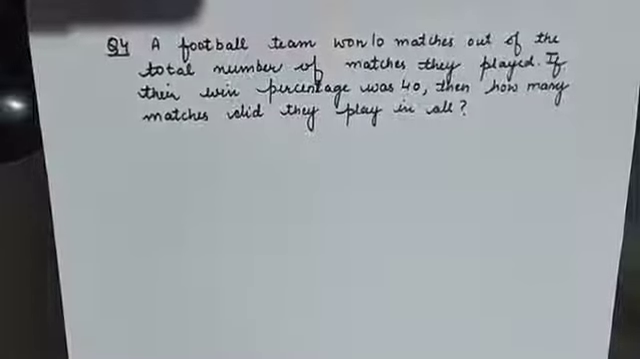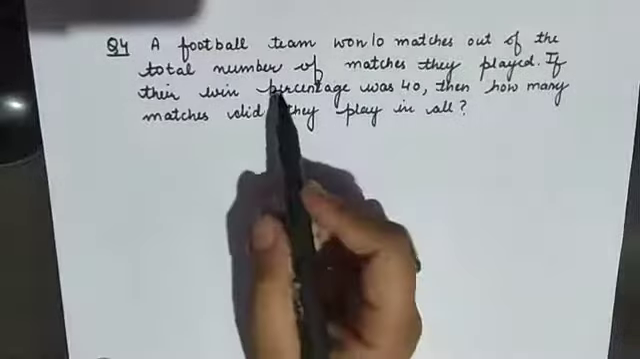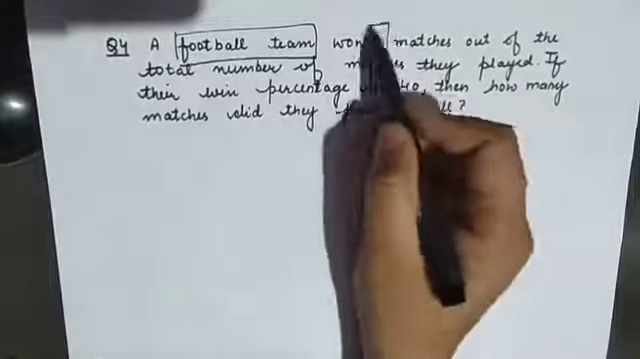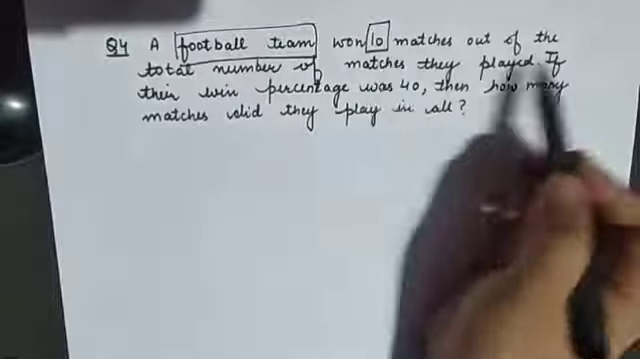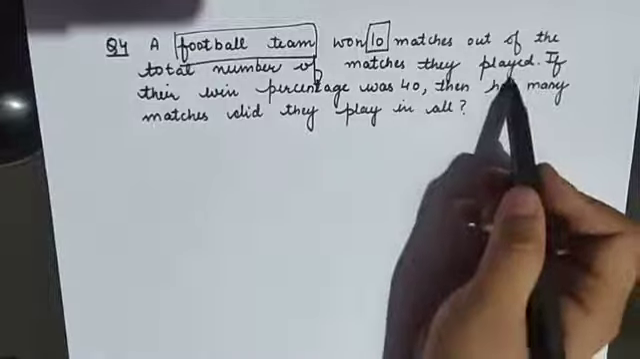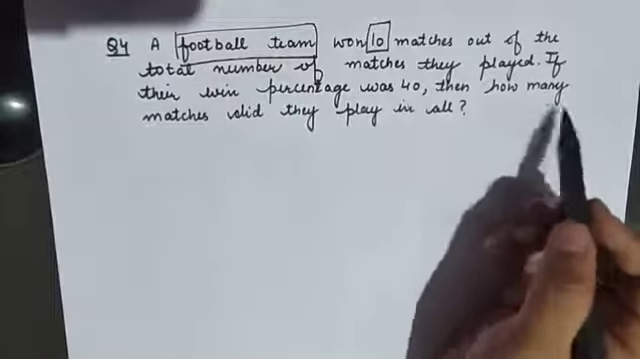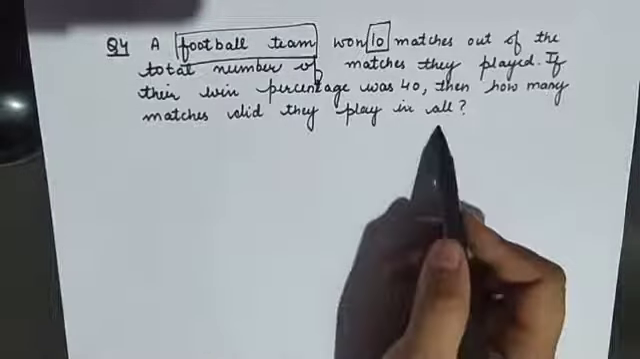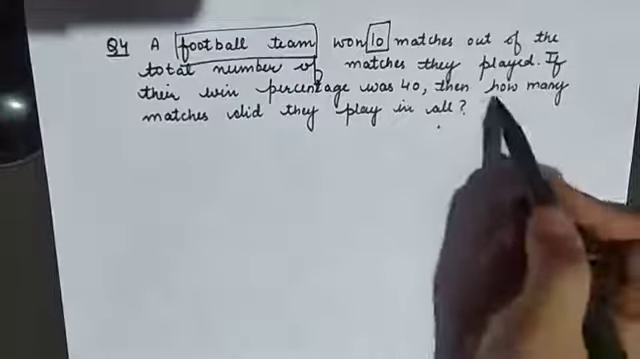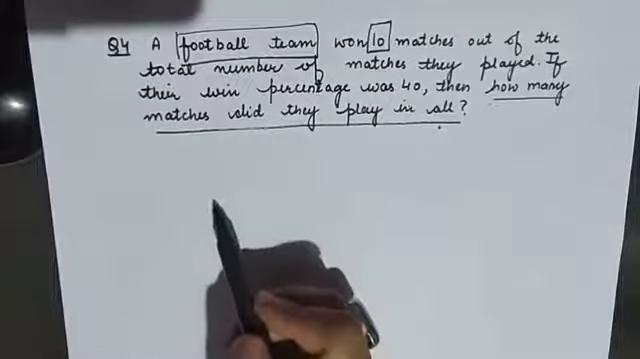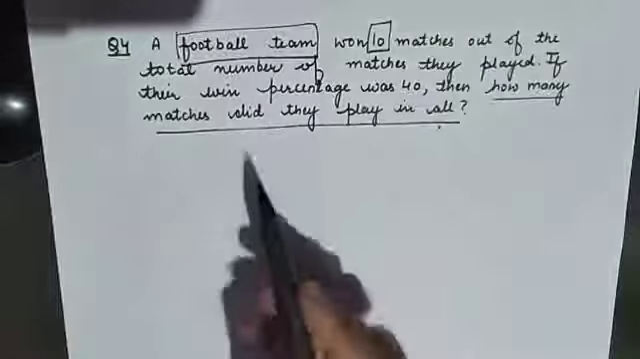Now students, let us see question number 4 here. This is question number 4 of exercise 8.4. In this situation, a football team is given to you. A football team won 10 matches out of the total number of matches they played. If their win percentage was 40, then how many matches did they play in all? Students, firstly look here, what do you need to find? You need to find out how many matches that football team has played.